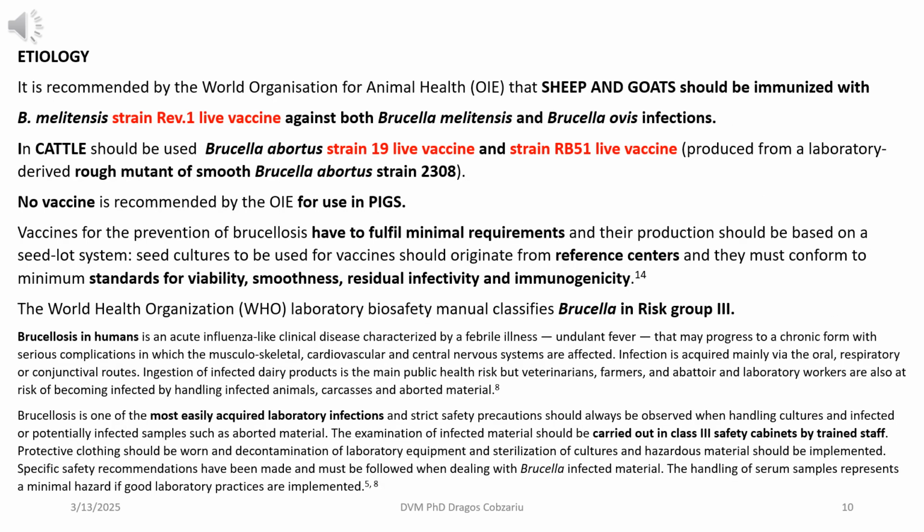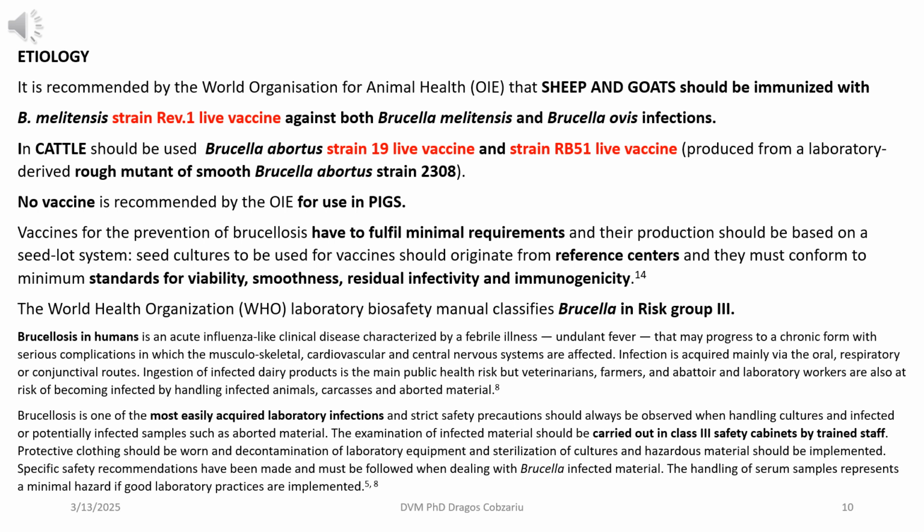It is recommended by the World Organization for Animal Health, OIE, that sheep and goats should be immunized with B. melitensis strain Rev.1 live vaccine against both Brucella melitensis and Brucella ovis infections. In cattle, Brucella abortus strain 19 live vaccine and strain RB51 live vaccine, produced from a laboratory-derived rough mutant of smooth Brucella abortus strain 2308, should be used. No vaccine is recommended by the OIE for use in pigs.